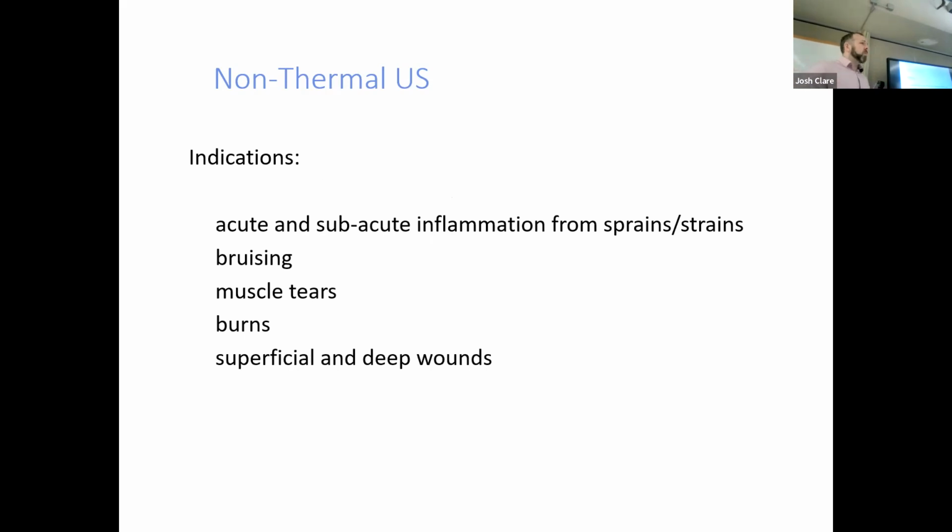We can do it with wounds, although there are special coupling gel sheets that we need to cover the wound with, so we wouldn't actually come in contact with the ultrasound head and the wound. I don't see that very often. But it is one of those things, whoever's interested in wound care, there you go. You got another trick for your wounds.